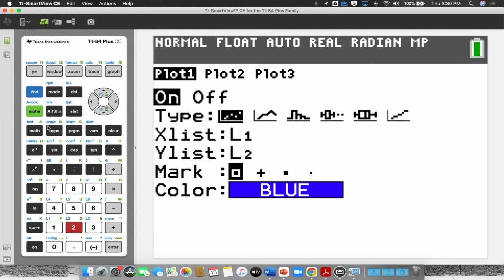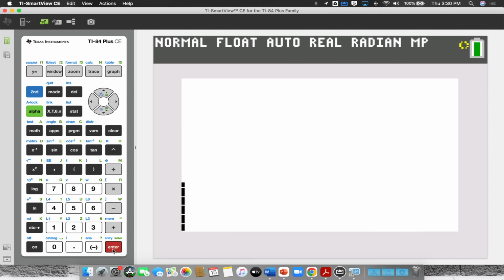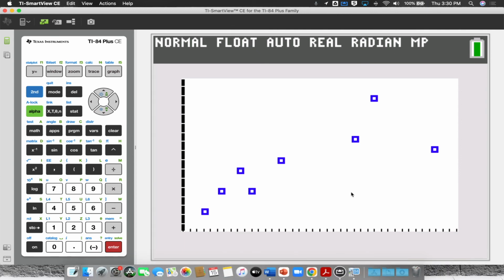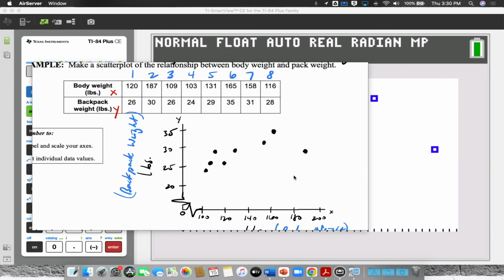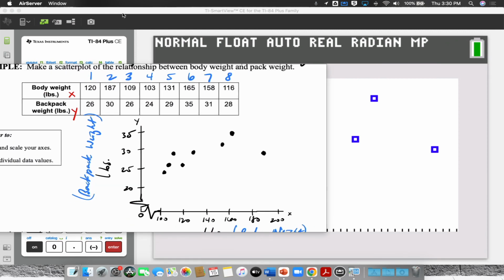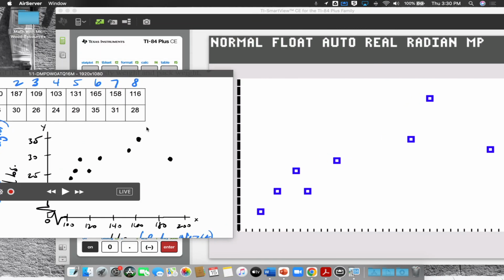Now I need to go graph it. Zoom, stat. And there you go. The picture's very close to the one we made.